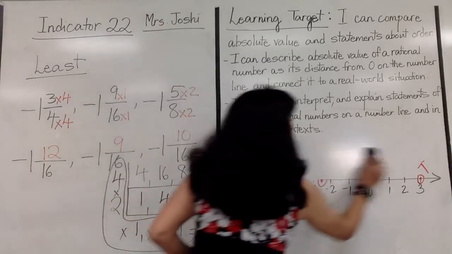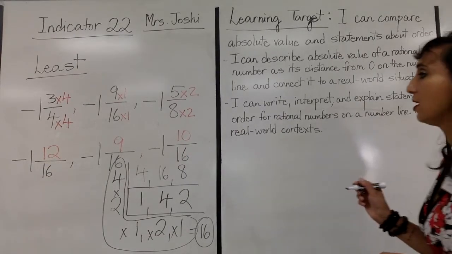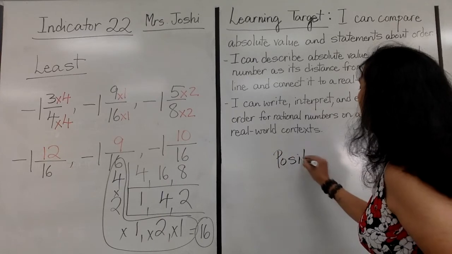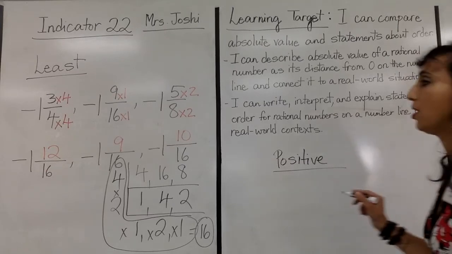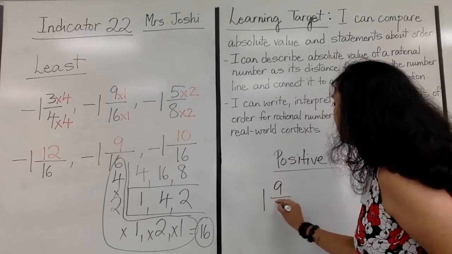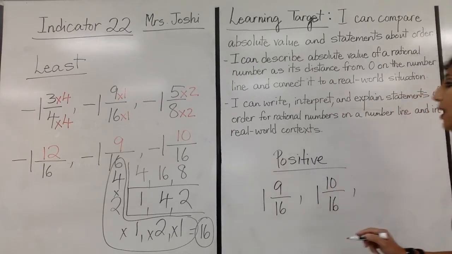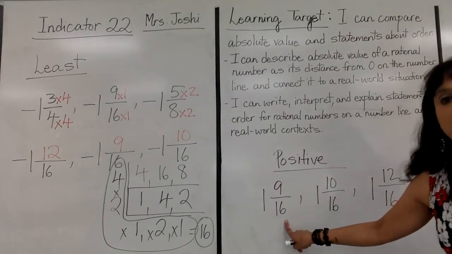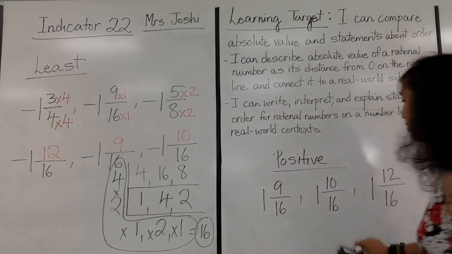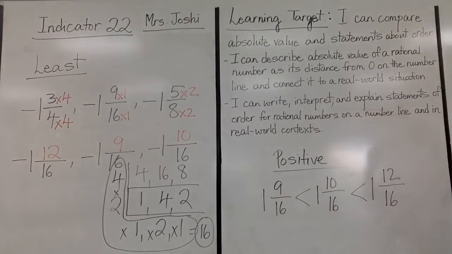If these were all positive fractions, I would know that my smallest would have been 1 and 9/16, and then I would have had 1 and 10/16, and then I would have had 1 and 12/16. Okay, so this would have been my smallest. So this is what we would do. This is greater and this is greater.